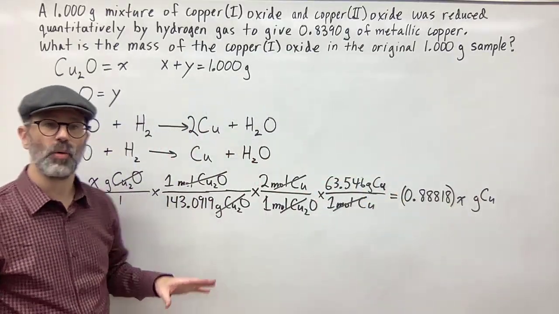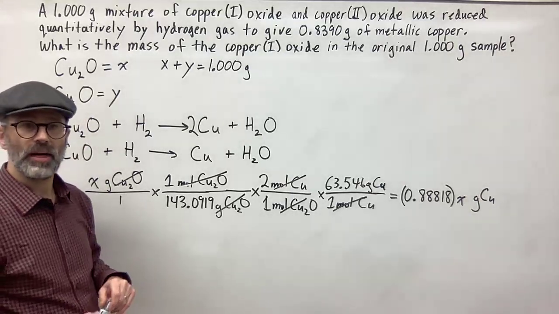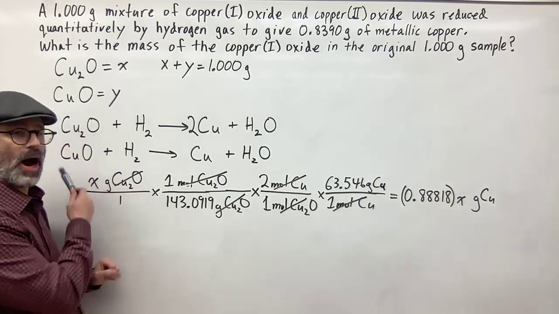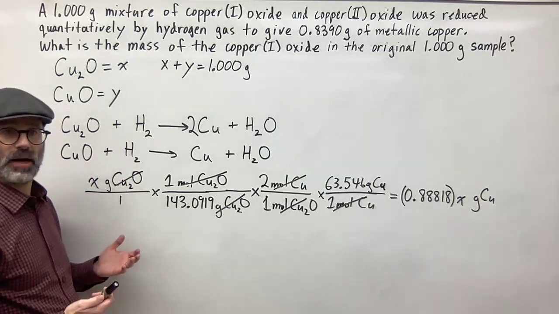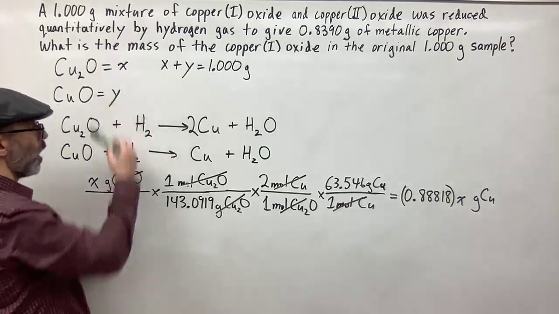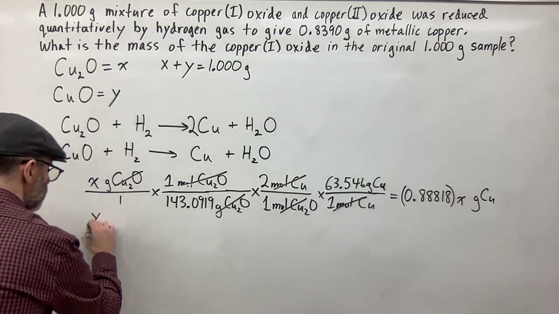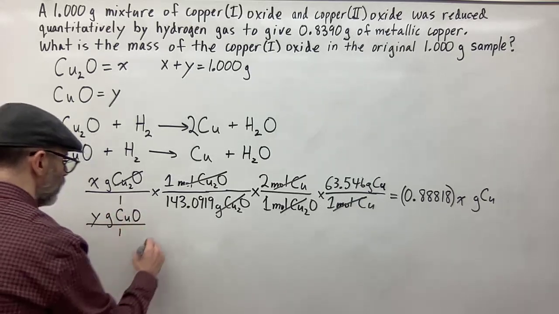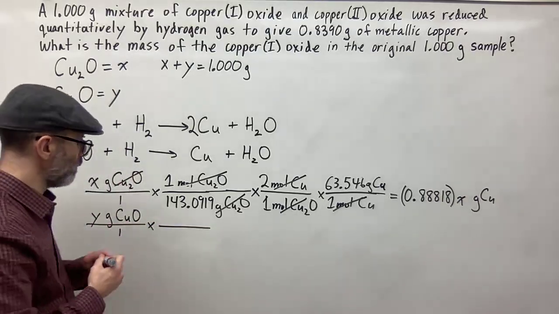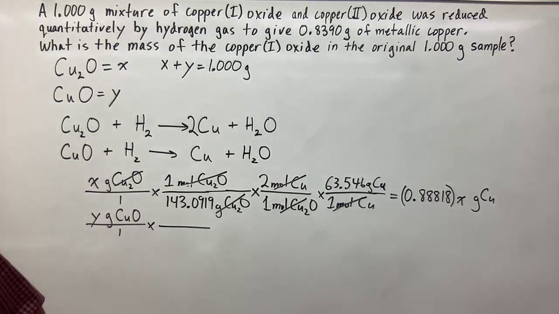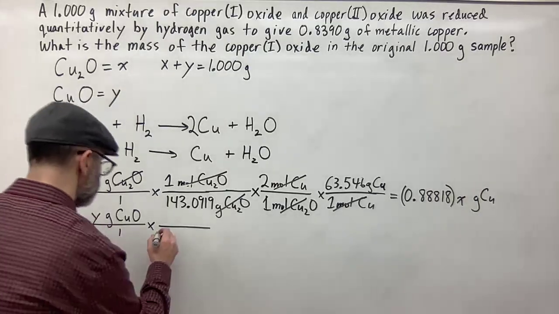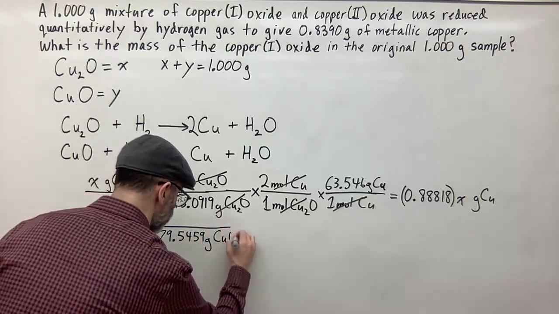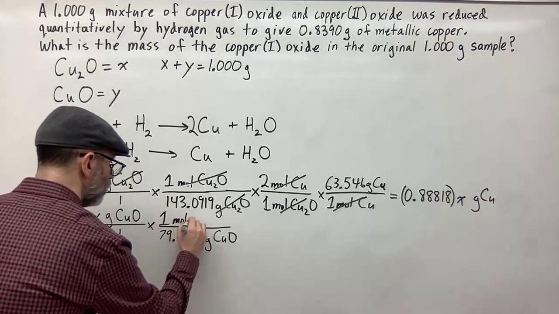And I can do the exact same thing with Y, with the copper 2 oxide, right? So all I do is I do the same conversions to find out how many grams of copper would have been formed from a Y amount of copper 2 oxide. And we said that that's Y. So here I'm going to start with a Y number of grams because that's what I've got here. So Y number of grams of CuO over 1. I'm going to multiply that by the molar mass, because I want to convert this to moles. So if I look at the molar mass, it's 79.5459 grams of CuO on the bottom, 1 mole of CuO on top.